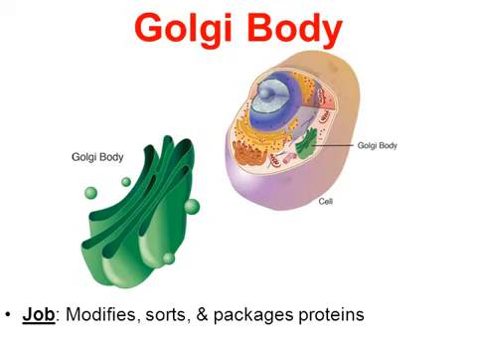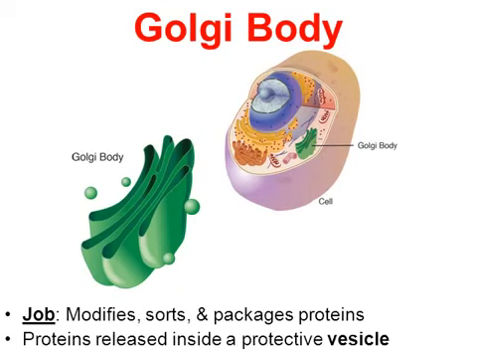And so the job of the Golgi body is to receive proteins that ribosomes made, modify them, sort them, and package them so they can be exported from the cell. And the Golgi body will put the proteins into a protective little envelope known as a vesicle. And so let's go ahead and review what we've learned really quick.